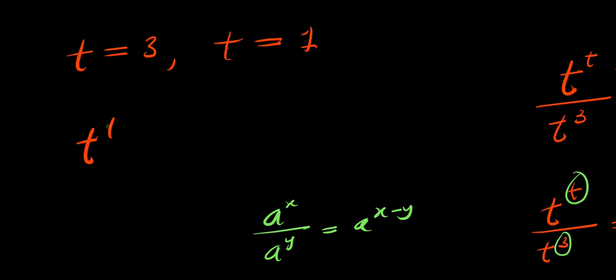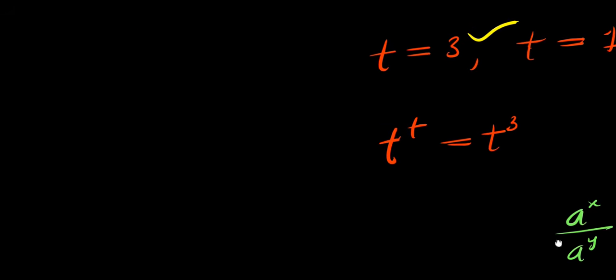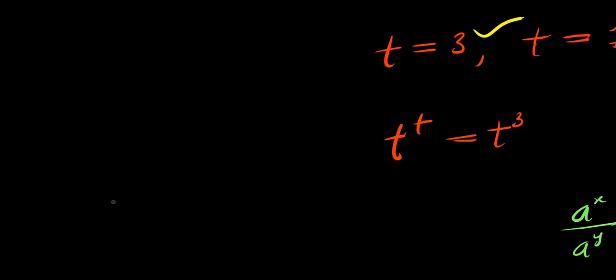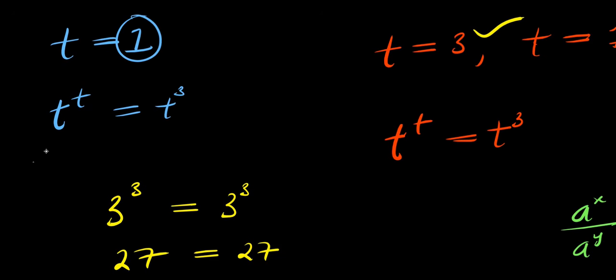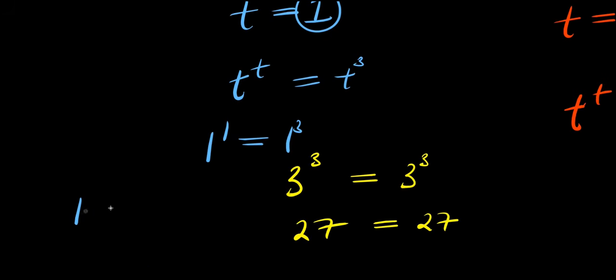Now, if you have t power t equals t power 3, we can start by inserting each of these values for t. When t equals 3, I'll have 3 to the power of 3 equals 3 to the power of 3, and 3 to the power of 3 is 27 on both sides. And let's also check when t equals 1. We need to have t power t equals t power 3. So this will be 1 power 1 equals 1 power 3. And 1 to the power of 1 is 1, equals 1 to the power of 3, which is 1. 1 to the power of any number is 1.